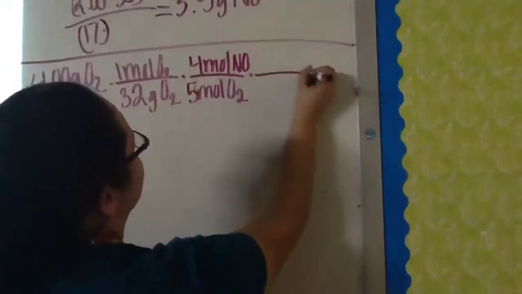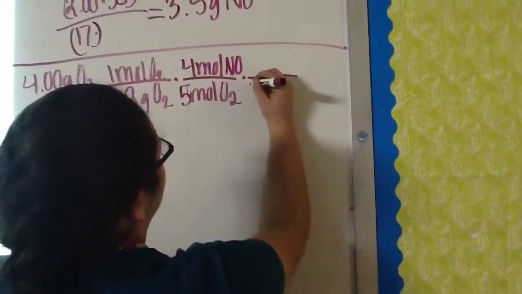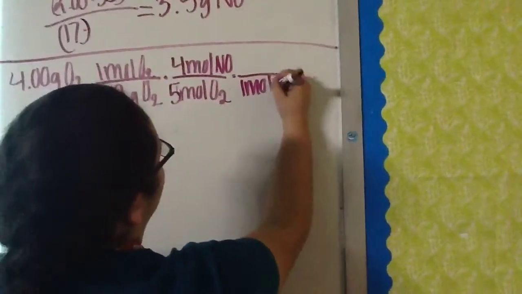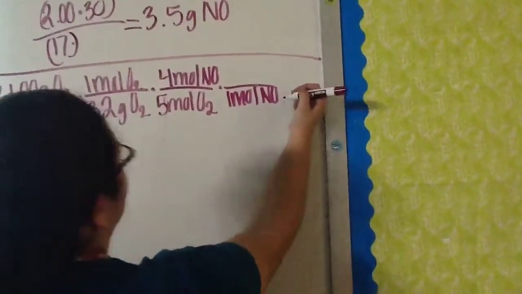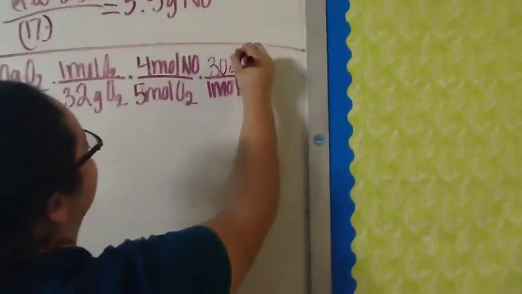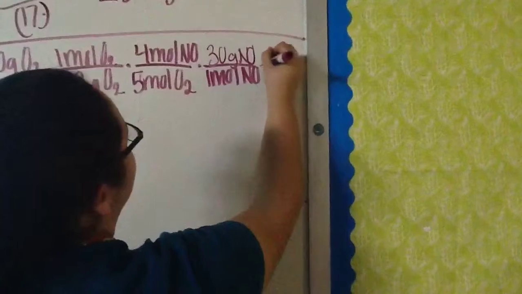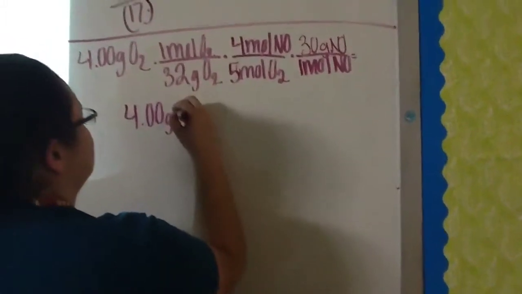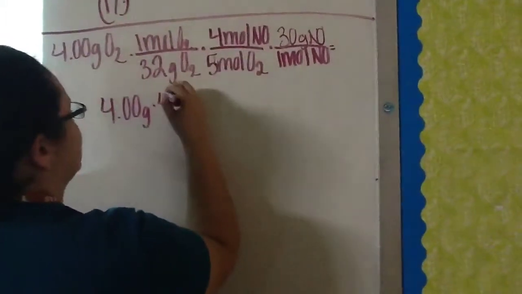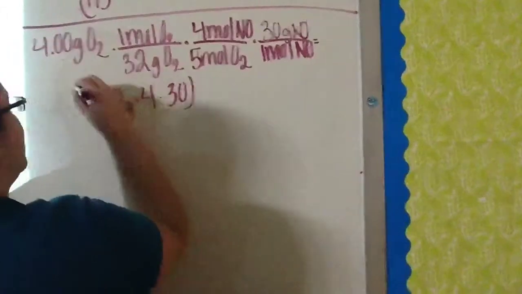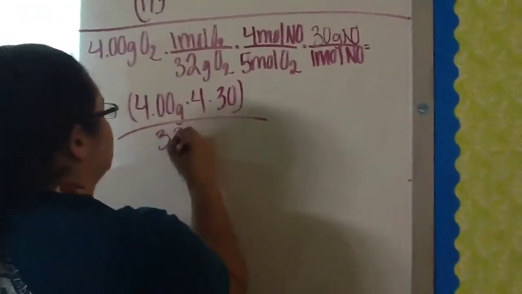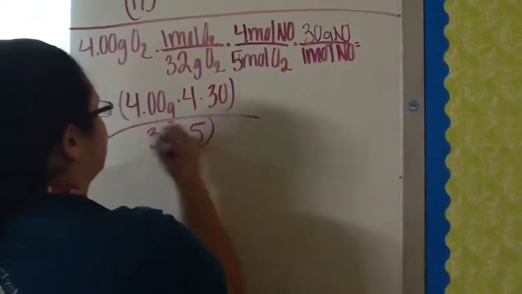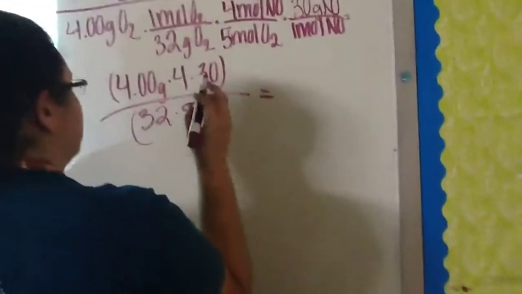You find the grams of nitrogen monoxide. So 1 mole of nitrogen monoxide is equal to 30 grams. And you just multiply all of that out, so 4 times 1 times 4 times 30 over 32 times 5 times 1. And you get 3 grams of NO.